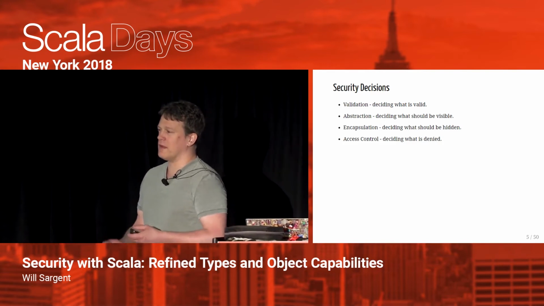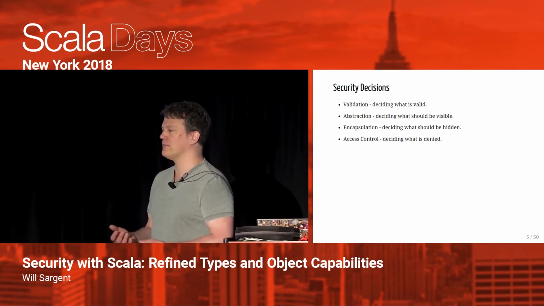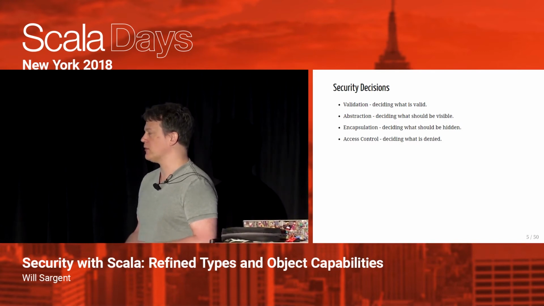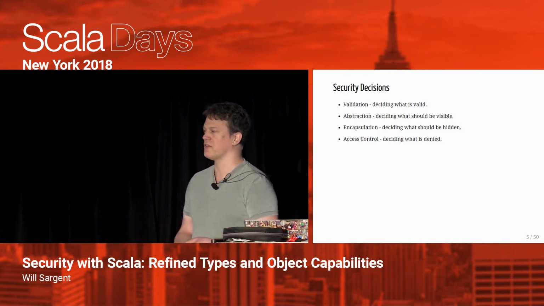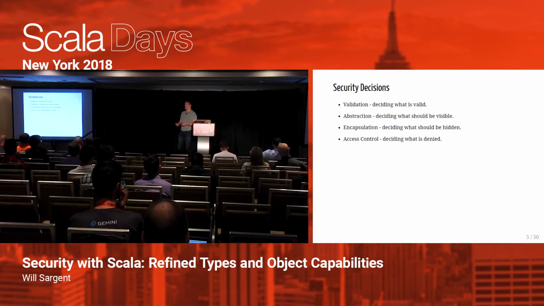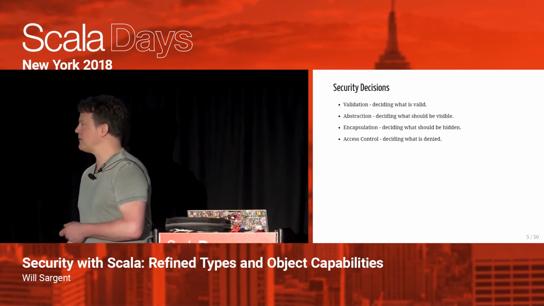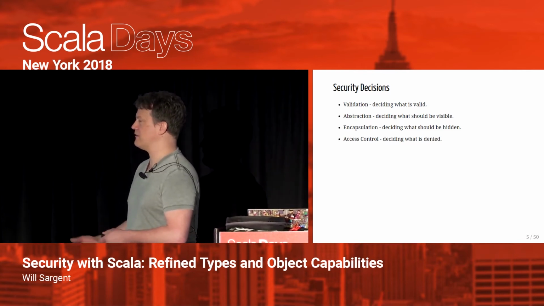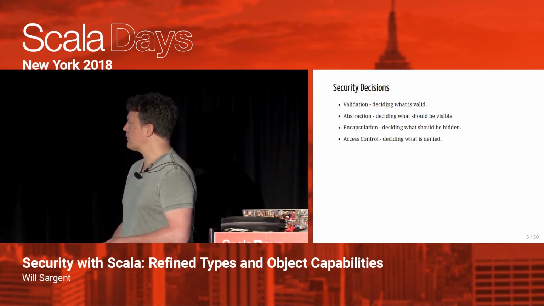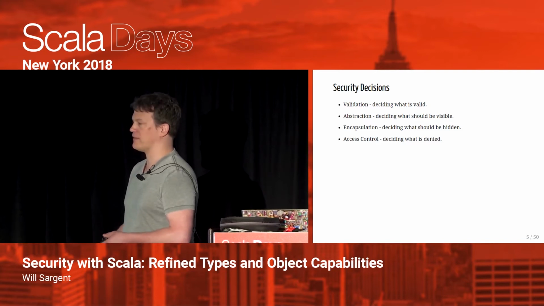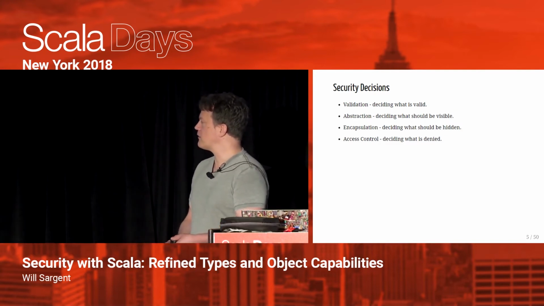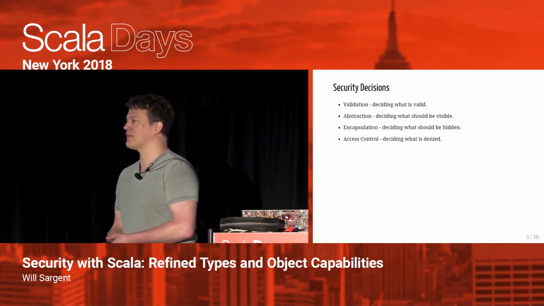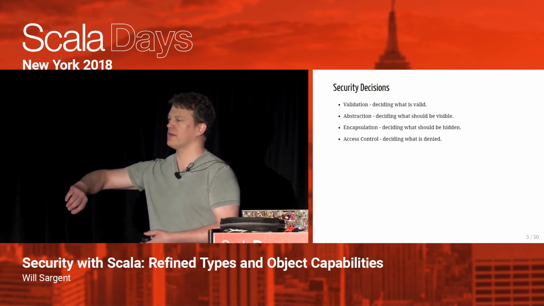So the sort of decisions that we make and the sort of design that we do in object-oriented programming, a lot of this is actually inherently security decisions from the point of view of saying what it is that we want to expose, what it is that we want to hide. So we talked about validation. Well, that is an essential part of programming. We talked about deciding what is visible, that's abstraction. We talk about deciding what's hidden, and that's encapsulation. And then we talk about access control. That is all about taking something that was working and turning it off.